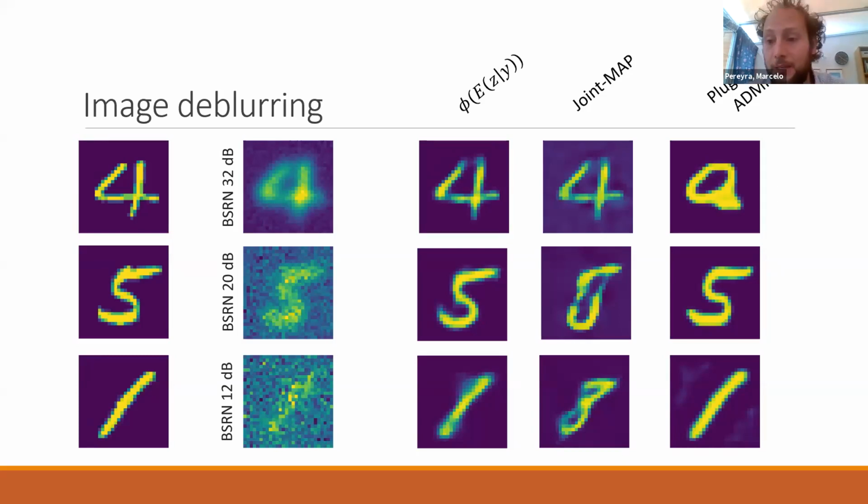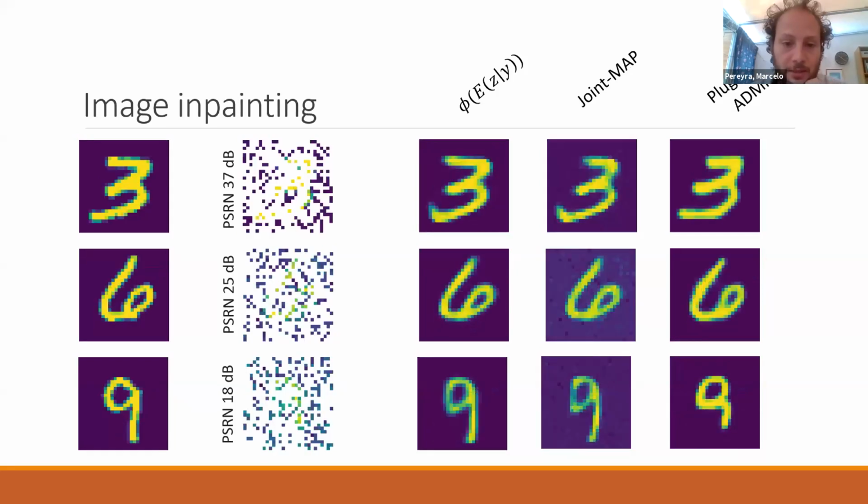And that's just because we're computing a much better estimator. We're computing the posterior mean, which is a much better estimator than the joint MAP in this problem, where in addition, you have non-convexity and a number of other things that make the problem difficult. And then, of course, plug-and-play ADMM is struggling as well. And this is inpainting with 75% of randomly missing pixels. This problem is not as ill-posed, even though it is missing a lot of pixels.